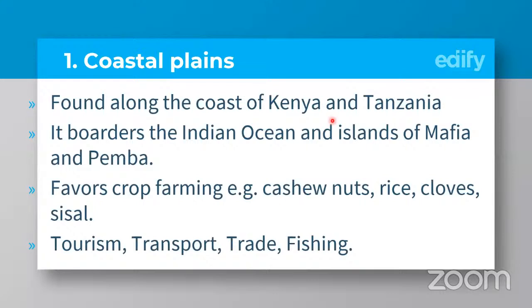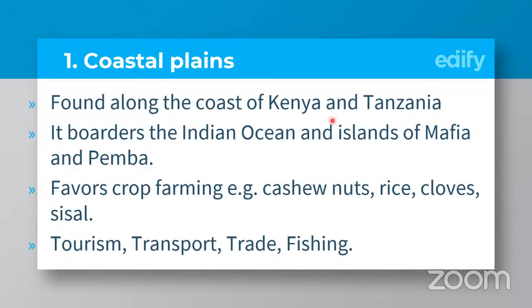Tourism. Water transport. Fishing, beautiful. Fishing because they're near the Indian Ocean. Farming. Crop growing, and they grow which crops? The crops that the Portuguese prominently participated in. Which crops were used in the Indian Ocean trade? Cloves, nice. So they grow cloves, cashew nuts, rice, the ones that the Muslims introduced at the coast.